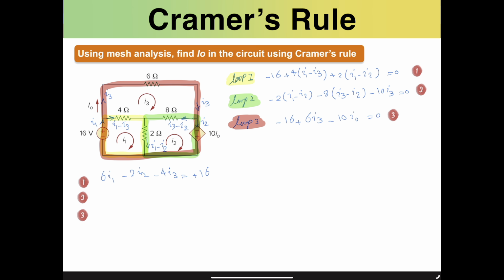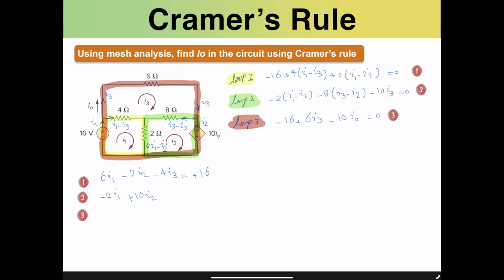Now, moving on to the second equation. In the second equation, we would start again with I1. We only have I1 with a coefficient of minus 2, so minus 2I1. In terms of I2, we have minus 2 times minus 1, so it is plus 2. And minus 8 times minus 1 would be plus 8. So 2 plus 8, it will be 10.